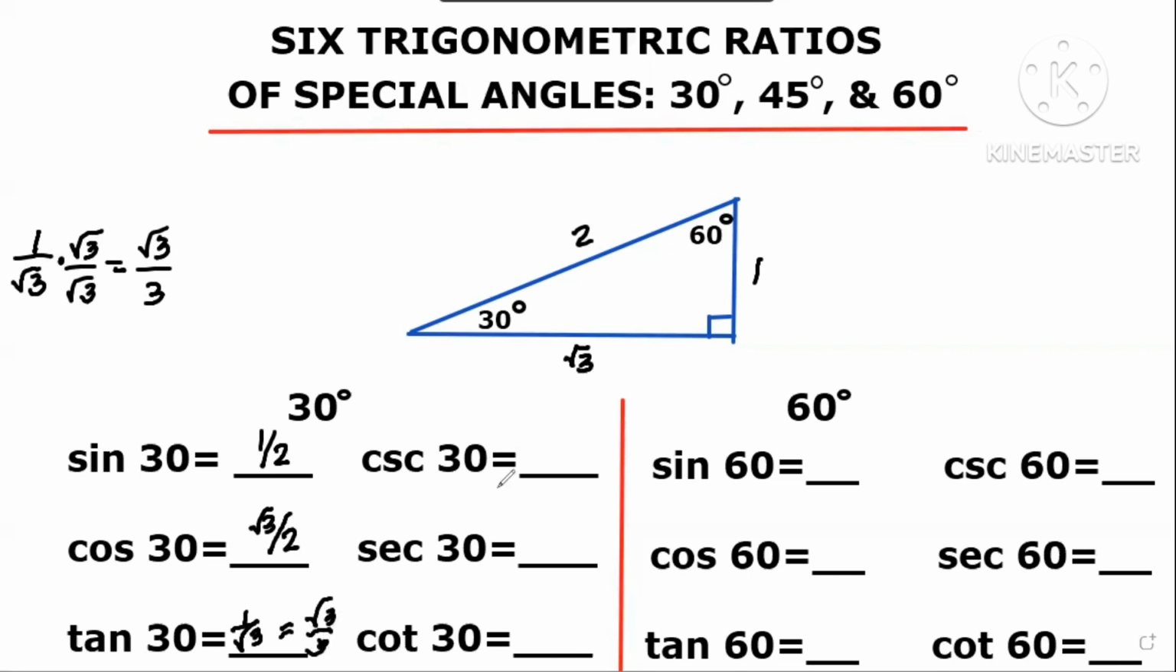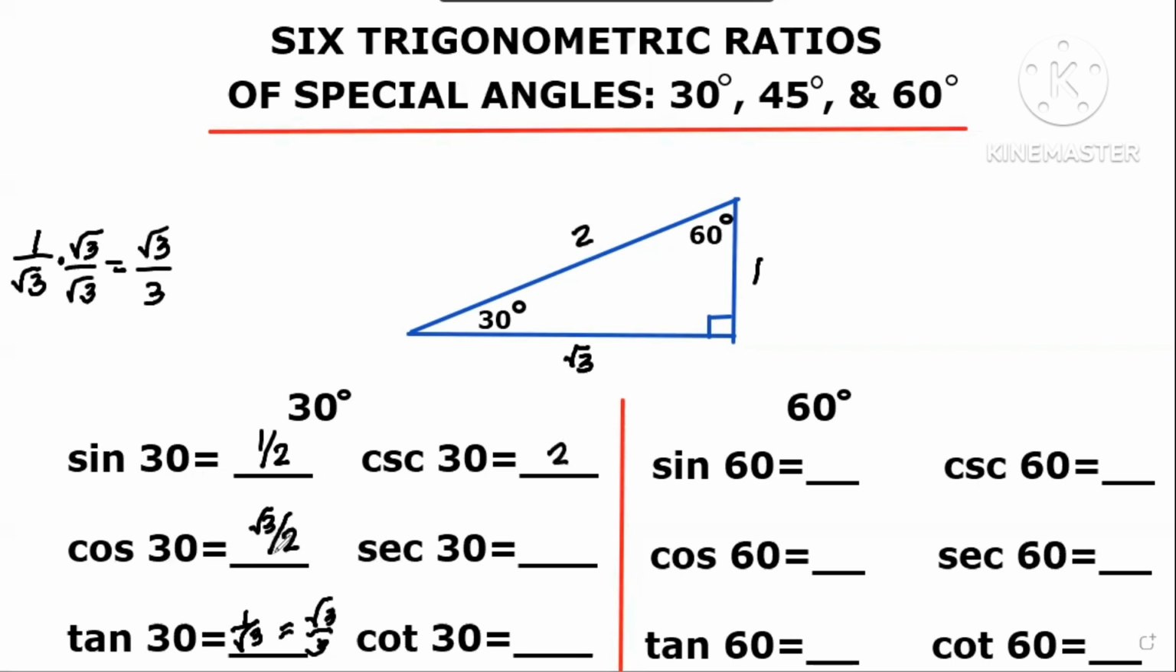Okay? And the rest of the functions, reciprocal na lang po ito. The reciprocal function of cosecant is sine. So if sine 30 is 1/2, then cosecant of 30 is 2 over 1 or 2. Reciprocal function of cosine is secant.